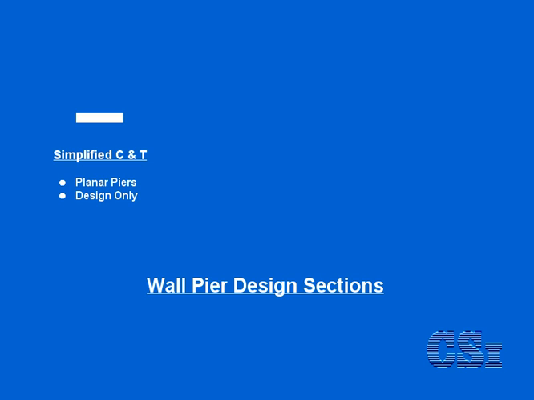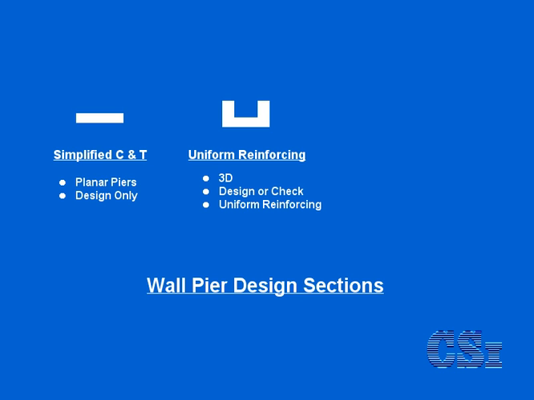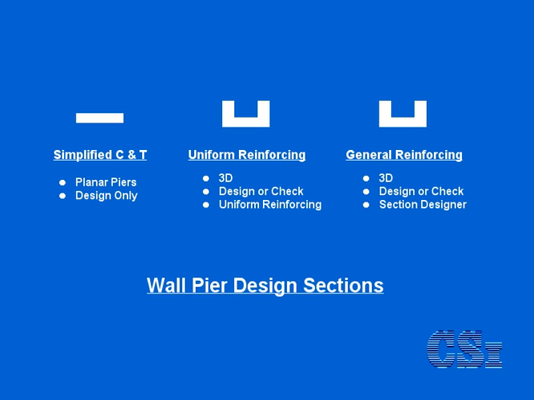This tutorial will illustrate the three types of shear wall design available in ETABS. First is the simplified compression and tension design, which designs planar walls. Next is the uniform reinforcing approach, which can design or check 3D walls using uniform reinforcing patterns. Last is the general reinforcing option, which can design or check 3D walls using arbitrary reinforcing patterns defined in the Section Designer program.